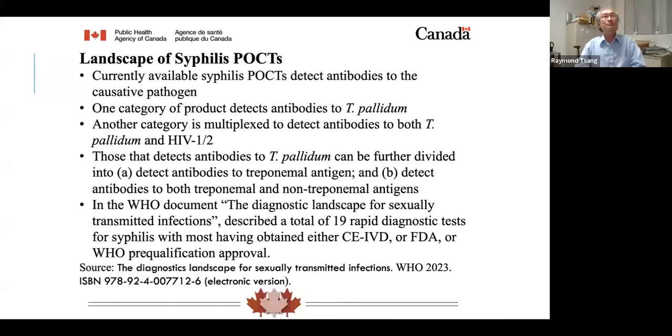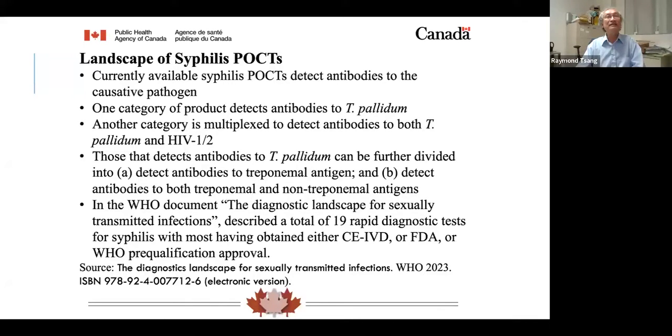Currently available syphilis point-of-care test kits detect antibodies to the causative agent. One category of product detects antibodies to just Treponema pallidum. Another category is multiplex, detecting antibodies to both Treponema pallidum as well as HIV-1 and 2. And those that detect antibodies to Treponema pallidum can be further divided into those that detect antibodies to Treponema antigen and those that detect antibodies to both Treponema and non-Treponema antigen.